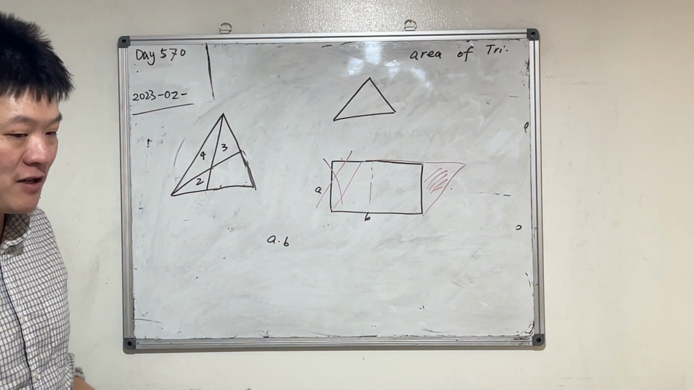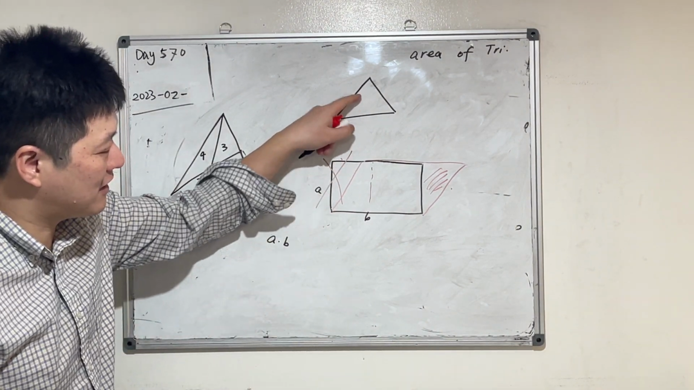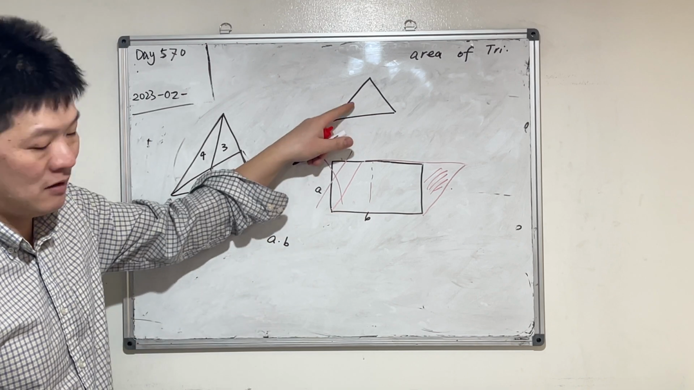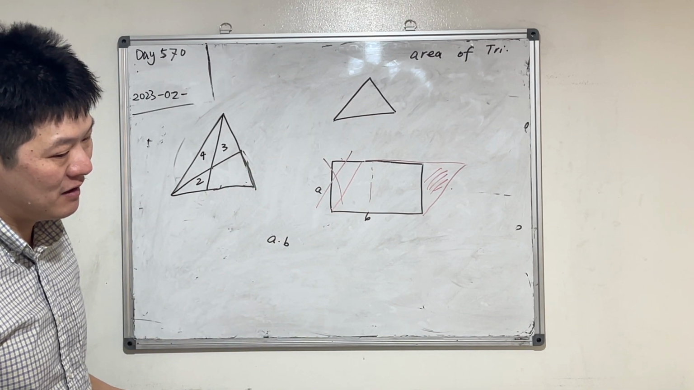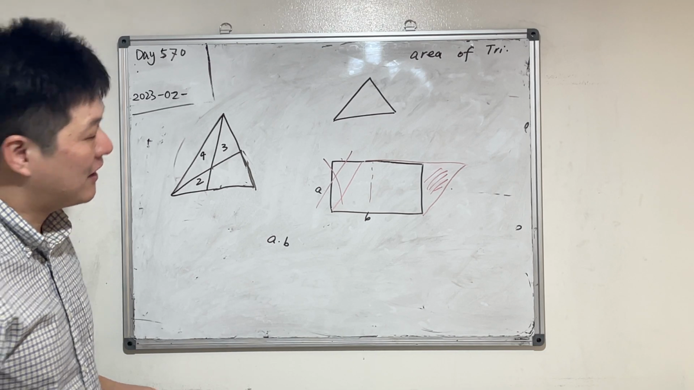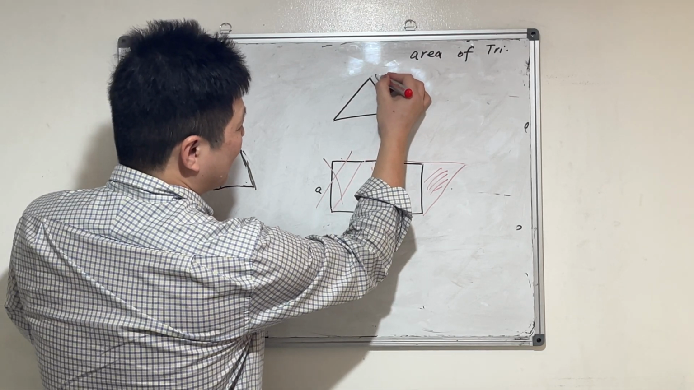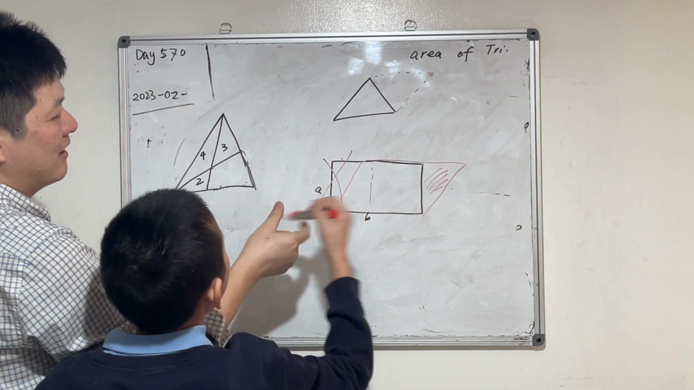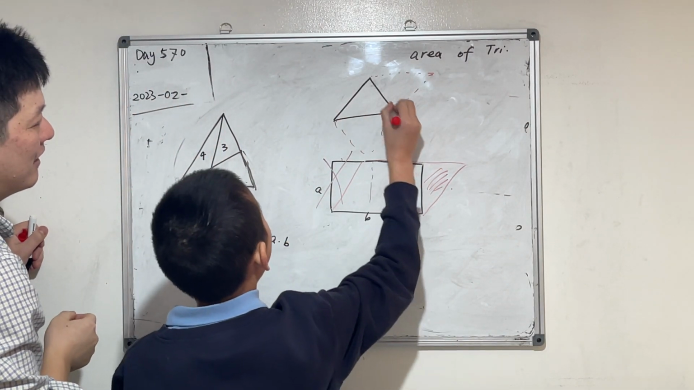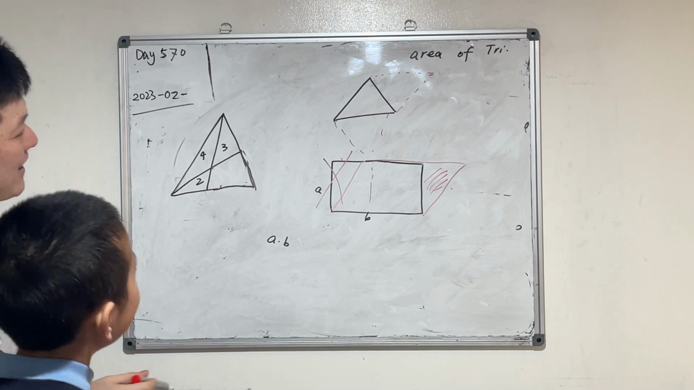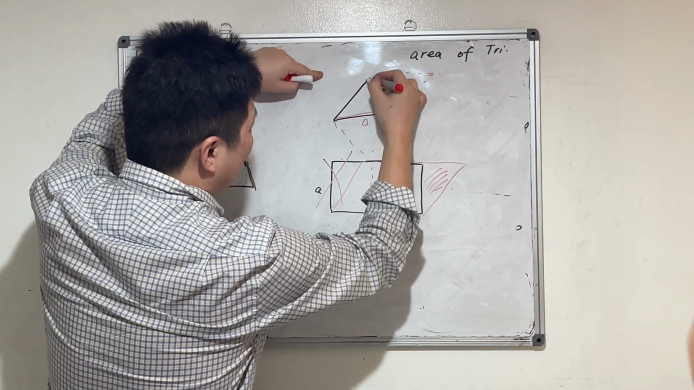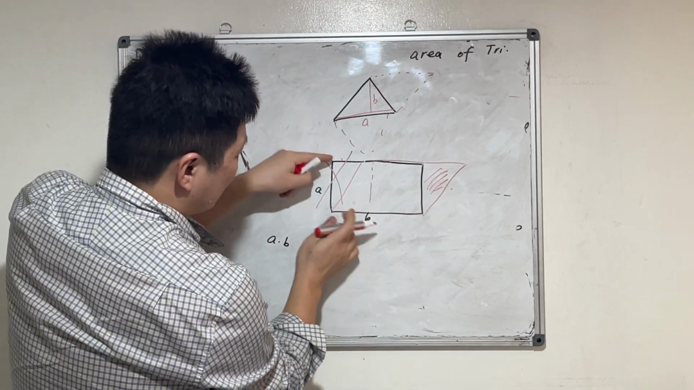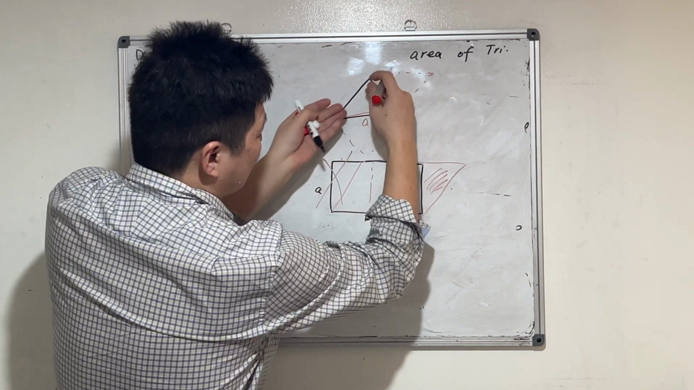That's a good observation. So if this is A, what's the size of the triangle? A times B divided by 2. What's A, what's B? The length and the width. Okay, so look here. If this is A, this is B, right? Basically, it's half of these.